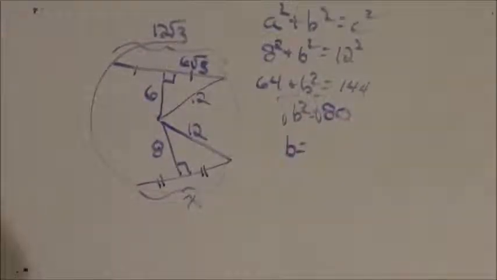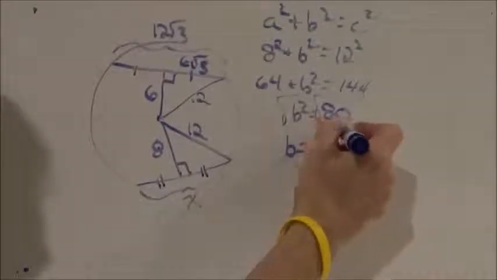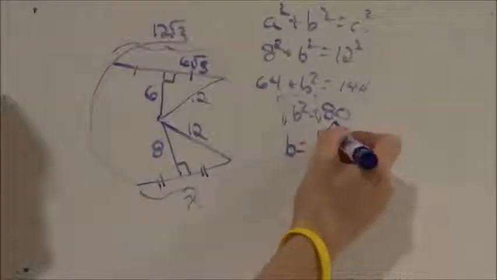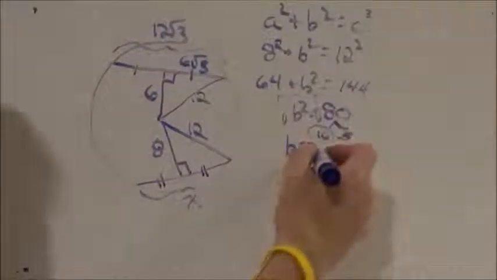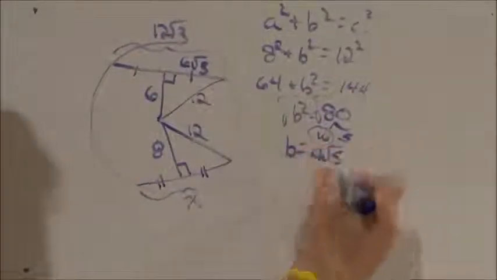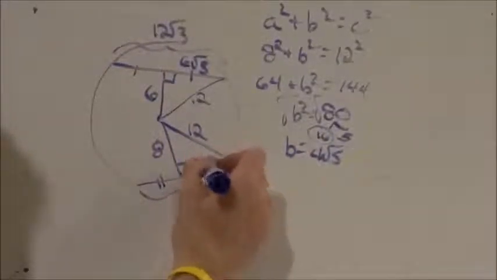So now I want to look at what factors of 80 are perfect squares. So we're trying to think, could it be 16 times something? 16 times 5 would be 80. So I can break this down into 16 and 5. Why did we pick 16? Because it's a perfect square. Square root of 16 is 4. 5 is still under the radical. So now this leg right here is 4 root 5.